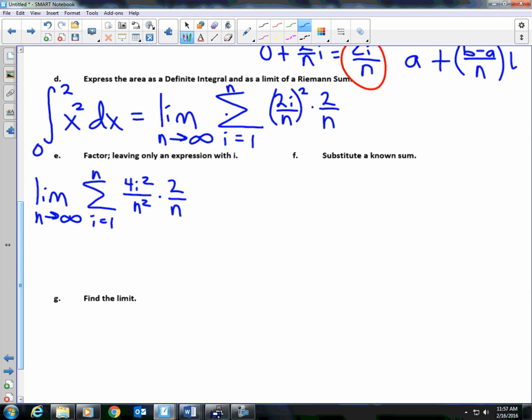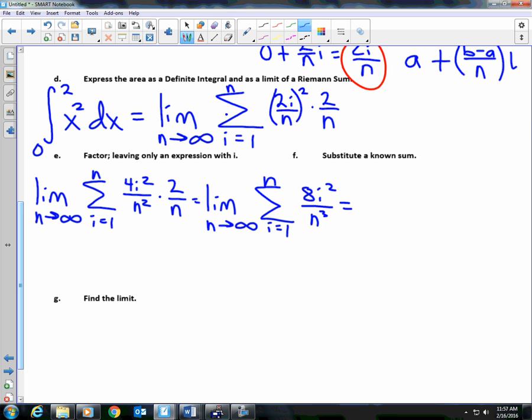Everybody okay with that step? Equals limit as n goes to infinity of the sum I equals 1 to n of, we multiply that, combine some terms, what do you get? 8I squared over n cubed.